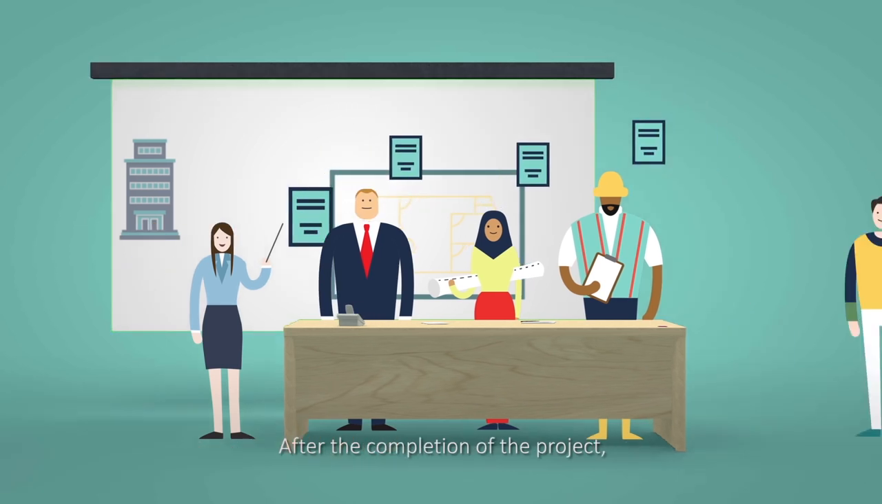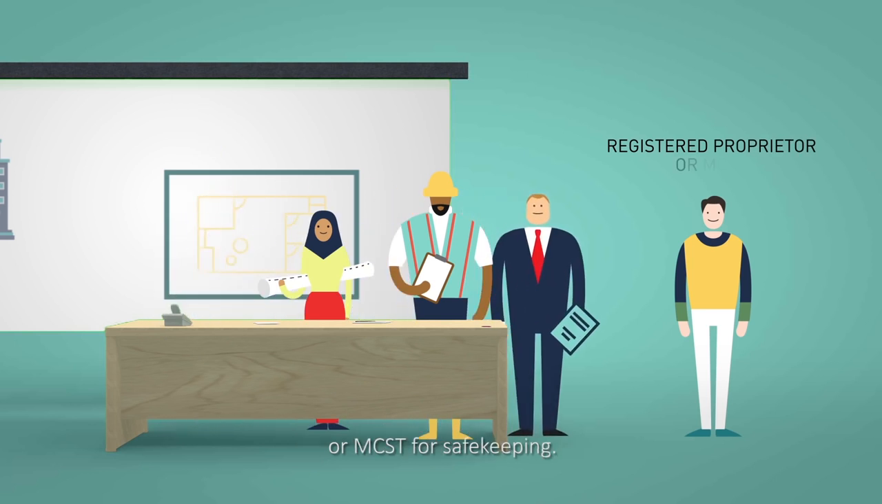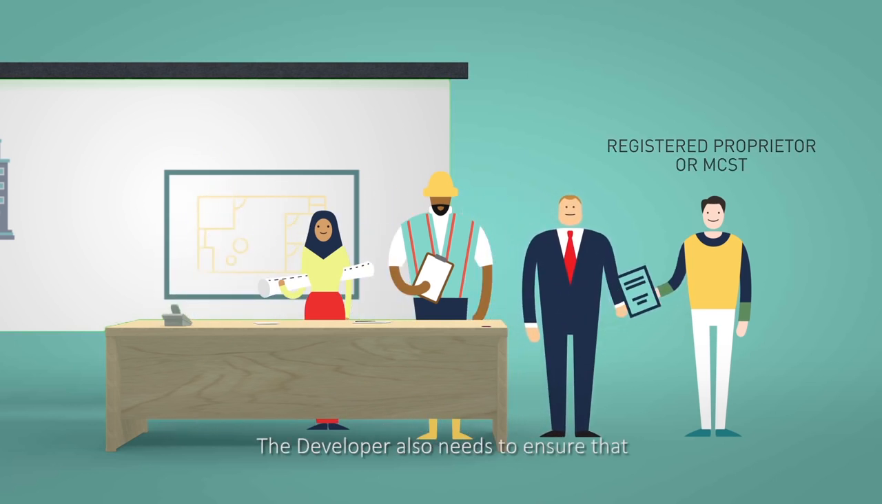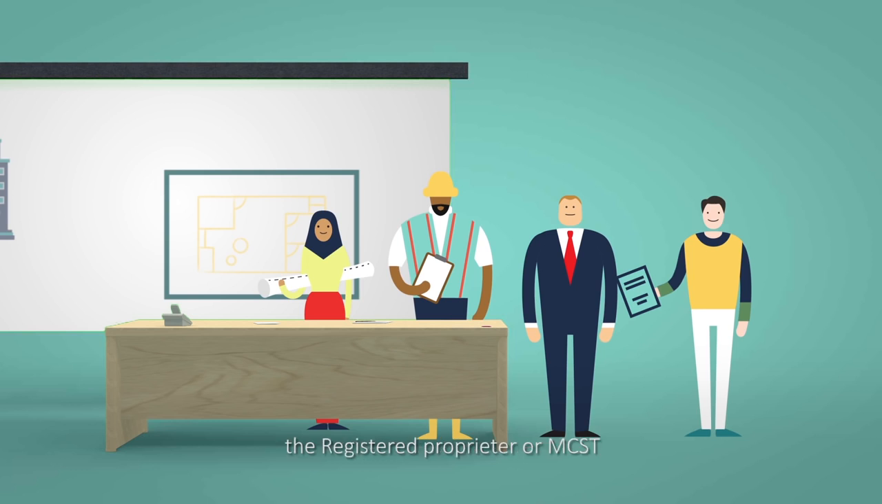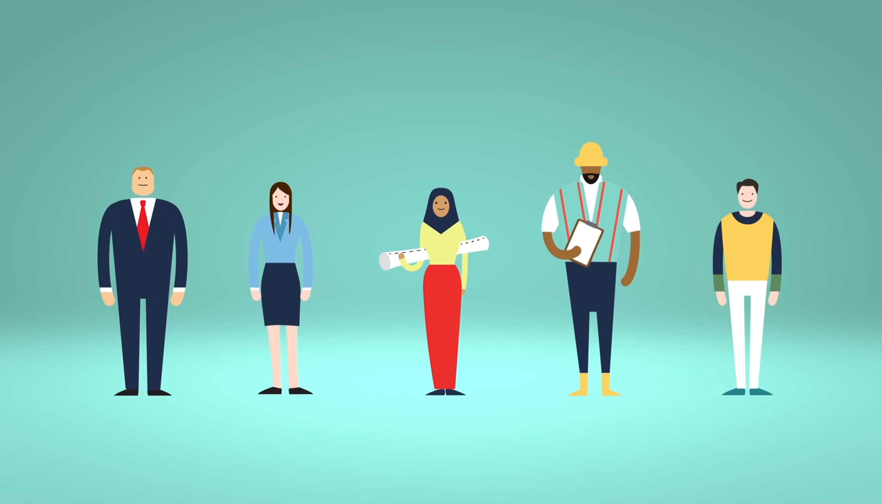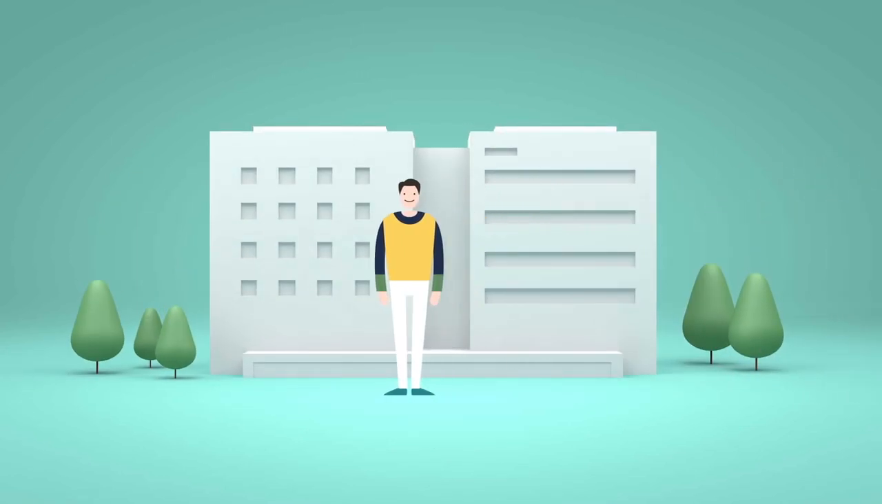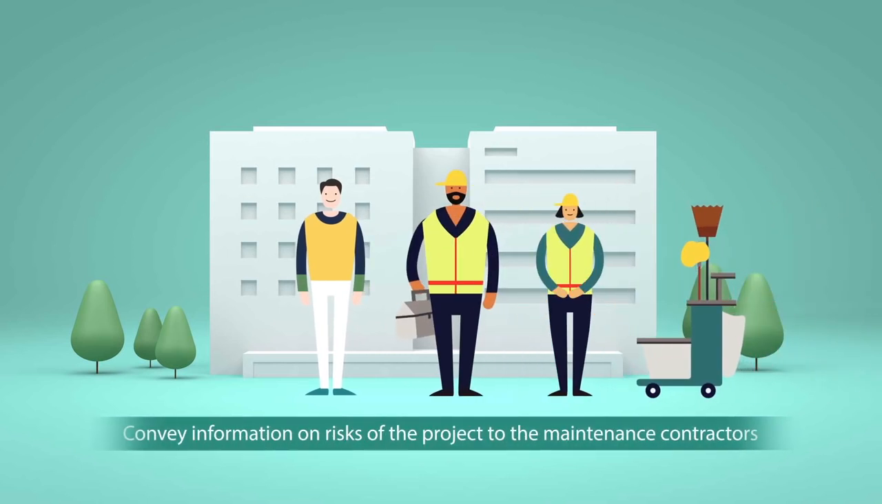After the completion of the project, the DFS register is handed by the developer over to the registered proprietor or MCST for safekeeping. The developer also needs to ensure that the registered proprietor or MCST is aware of the nature and the purpose of the DFS register. With the information on the risks of the project, the MCST can inform the maintenance contractors when they are engaged for the cleaning or repair of the building. The maintenance contractors would then be able to take measures to mitigate the risks.